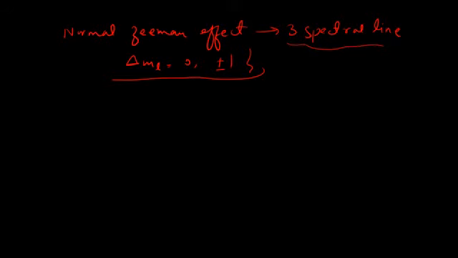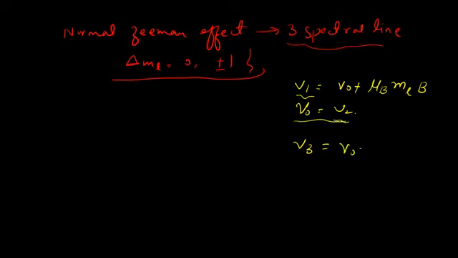Now let's suppose that the original line has the frequency nu naught. Let's suppose this is the frequency of line 2, the middle one. And then the line which rises higher in energy than the original one can be represented by nu 1. Its frequency or energy differs from the original one by an amount mu_B m_l B, so plus mu_B B. And the state which is lower in energy than the original state will have energy equal to nu naught minus mu_B m_l B.